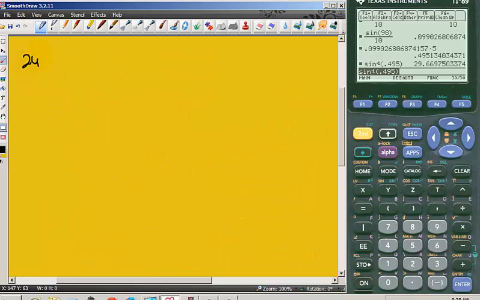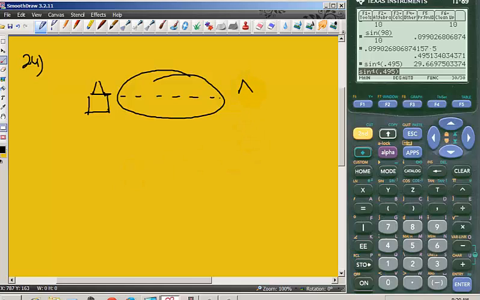Alright, 24. Okay, you have a lake. You don't know how wide that lake is, but you know there's a house here, and there's a house on the other side of the lake, and you want to be able to measure how wide the lake is. Well, you can use trig to do that. You don't have to swim across the lake with the tape and measure it.